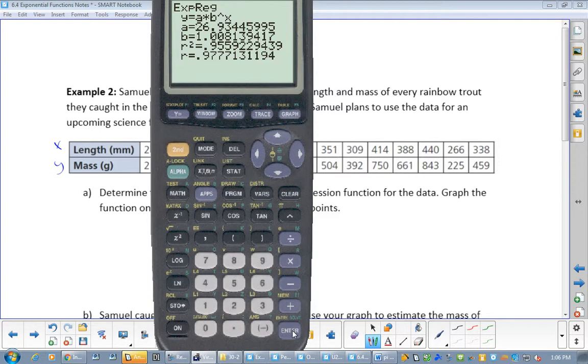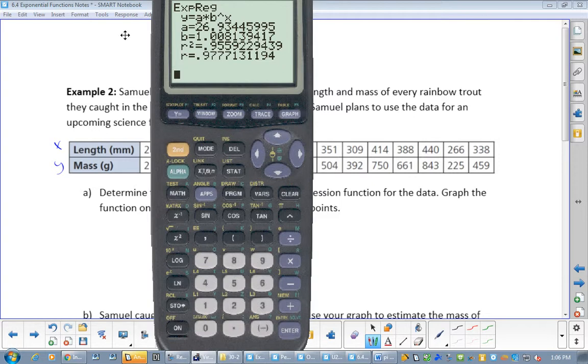Okay, now. Not the greatest R squared, but they told us exponential regression, right? So that's obviously what we use. My A value is 26.9. What does that stand for? Y-intercept. B is 1.008, so it's greater than 1, so it should be growth, right? So let's write those values down.